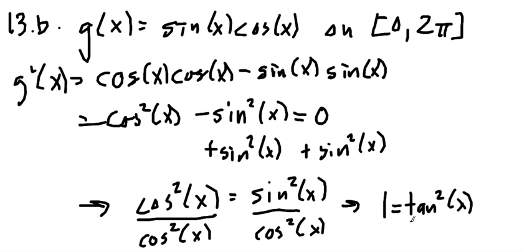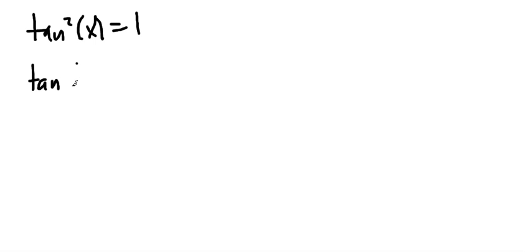Okay, so now I've got this down to a single trig function. So now I'm trying to solve tangent squared of x is equal to 1. And taking square roots, I get tangent of x is equal to plus or minus the square root of 1, which is plus or minus 1. So now I've got to say to myself, where on the interval from 0 to 2 pi is tangent equal to plus or minus 1?